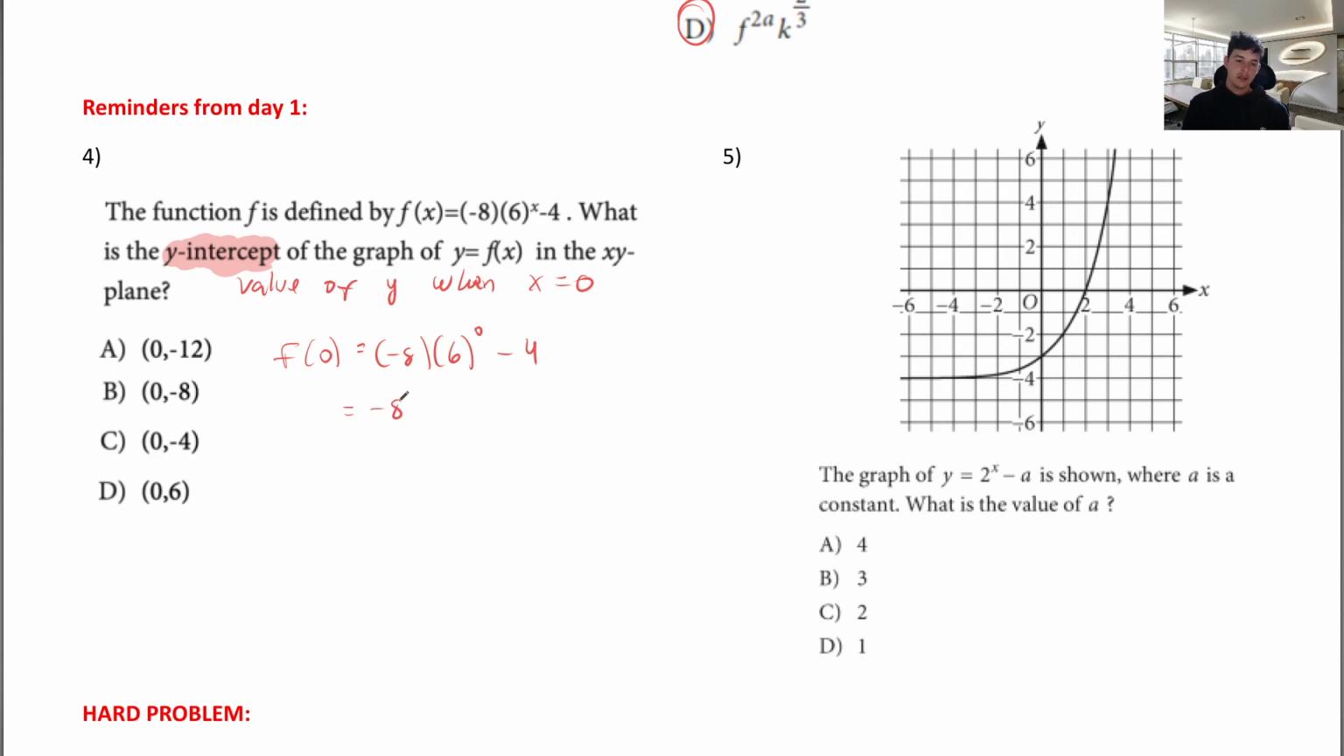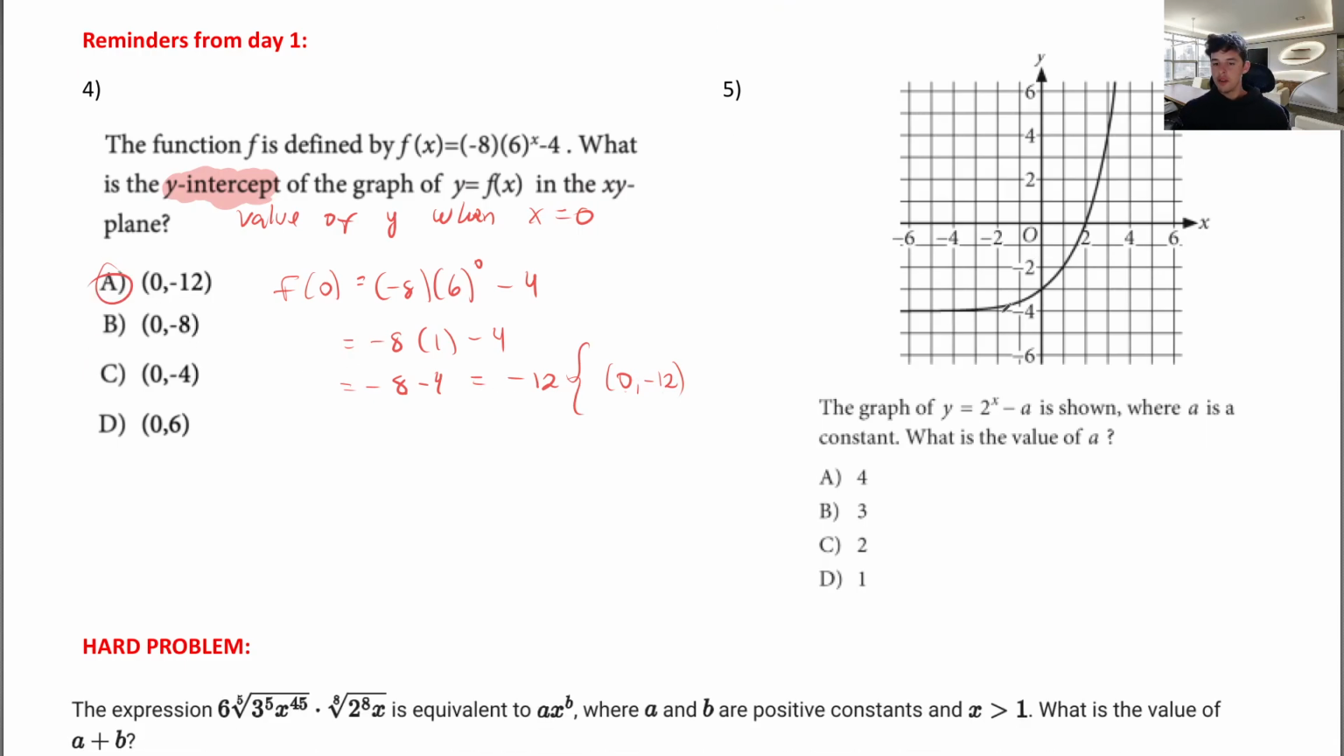So that's equal to -8. Any number to the power of 0 is 1. And you've got the calculator to figure that out on the test if you want to. Minus 4. So that's equal to -8 minus 4. So that's equal to -12. So that's the coordinate (0, -12), because when x is 0, y is -12. That's a.